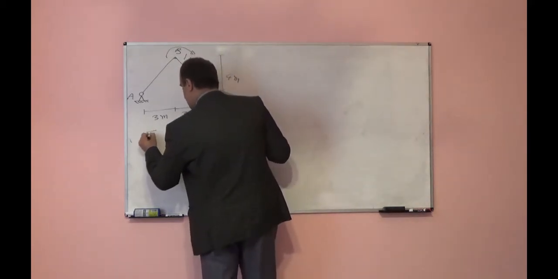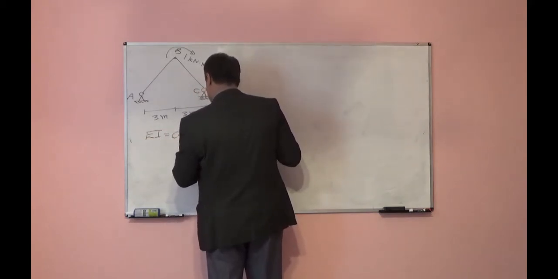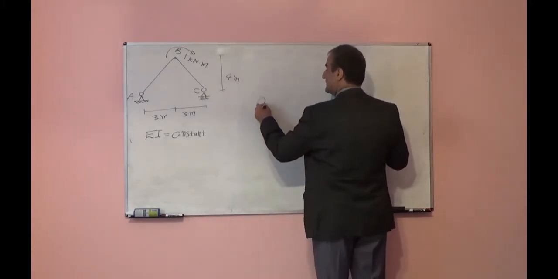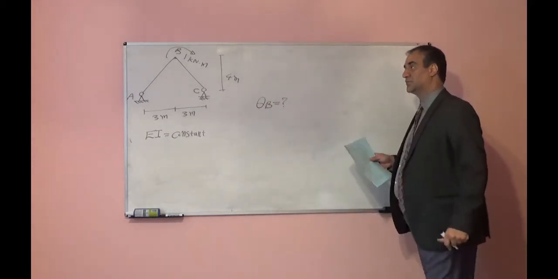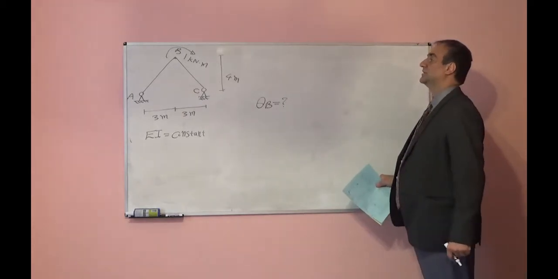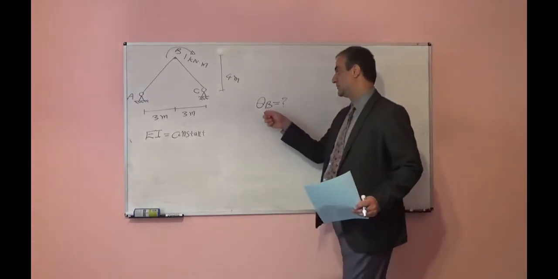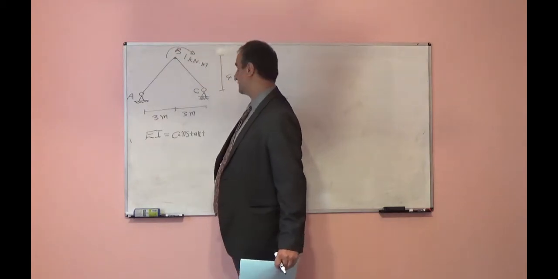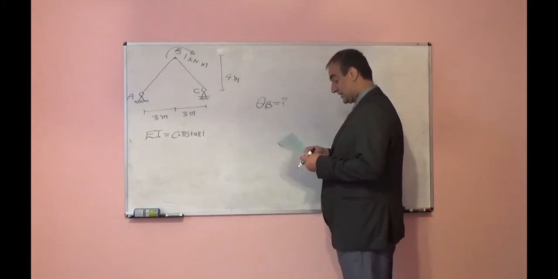EI for the entire frame is constant. I want to find theta B. What I will do: first I will draw the moment diagram under real load, then I will apply a unit moment, because I want to find rotation at point B. I should apply a unit moment at point B. Then I will multiply those diagrams together.